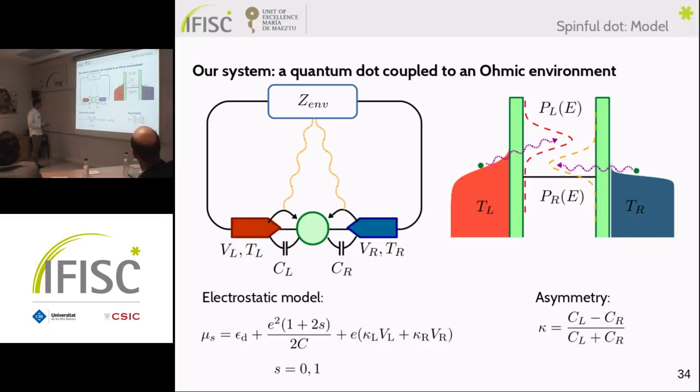So we have that the energy in the dot is not only the one just defined in the dot, it's also taking into account how many electrons there are in the dot before hopping, and also this capacitive coupling to the different reservoirs, with this K factor giving the asymmetry of the capacitances.